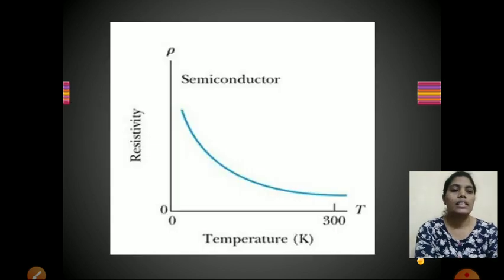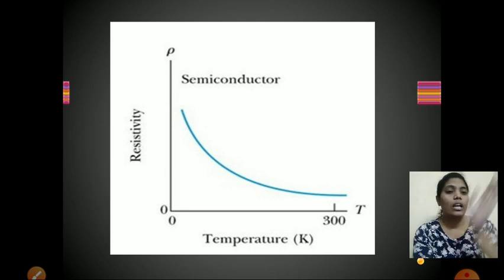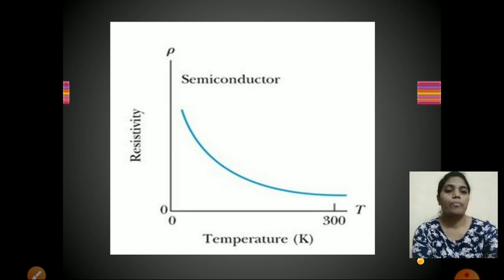Now, here we can see the graphical representation for semiconductors, which shows the relation between temperature and resistivity. In the previous case we saw the curve increasing. Now you can see the curve decreasing as the temperature increases.